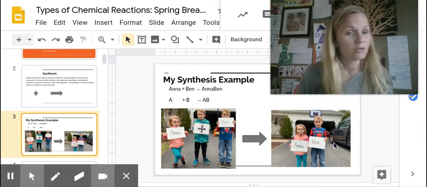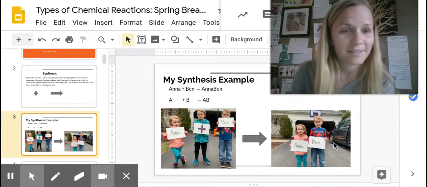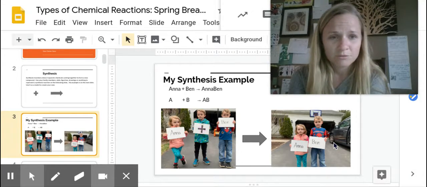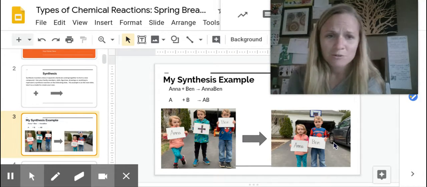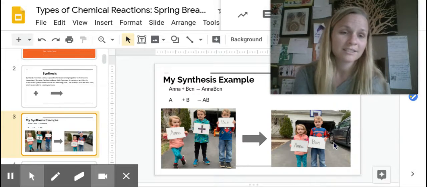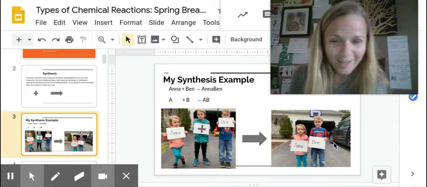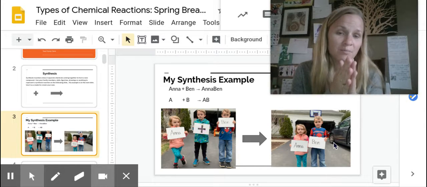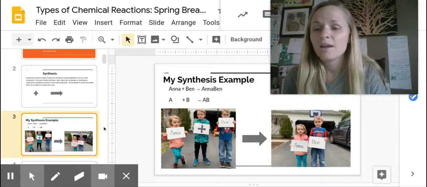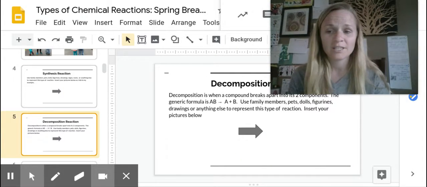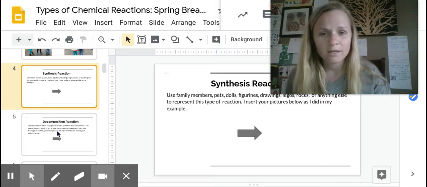You can do this with your family members. You can make them stand there and take pictures of them. But if they are not available, you can use dolls, figurines, Legos, a piece of soda can, anything, sticks, pine cones, whatever. You're just trying to show synthesis is A plus B becomes AB. You're synthesizing something to get together. You keep doing that and you just fill in each slide with your own pictures.